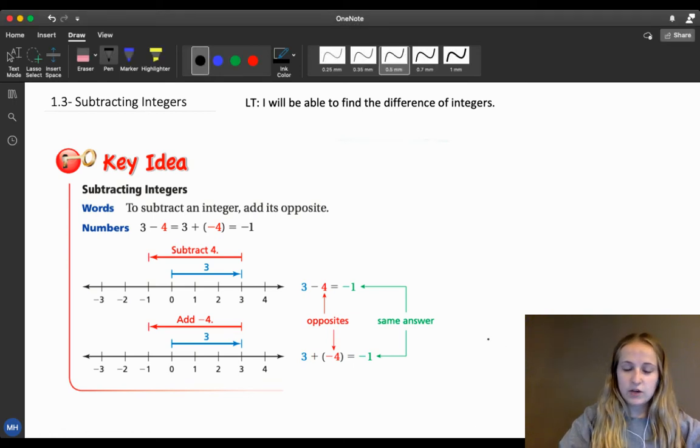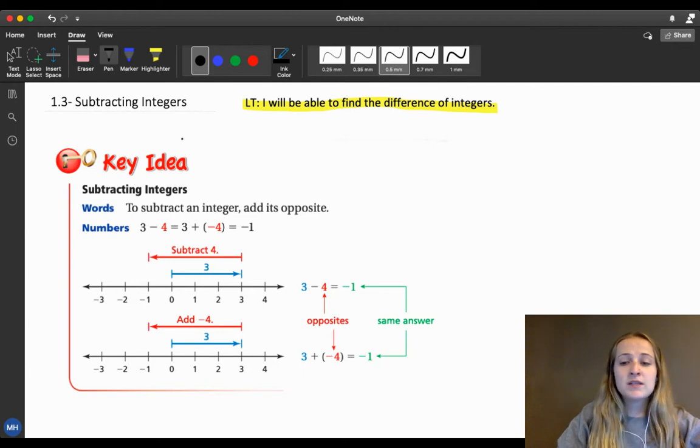All right, so we're going to get started today with 1.3, which is subtracting integers. Our learning target for today is: I will be able to find the difference of integers. Please make sure that at this time you have your math composition notebook out. You are titling the page 1.3, subtracting integers, and you also write the learning target down so we know the goal of this session. All right, let's get started.